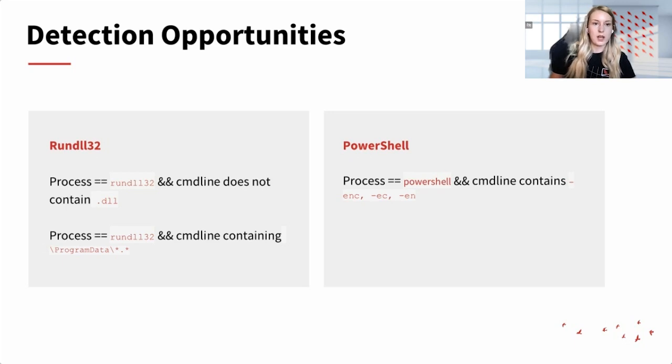And then we've got PowerShell. And so PowerShell will usually have that shortened encoded command parameter. So if you look for, instead of -EncodedCommand, that -ENC, -EC, and -EN will be good indicators, because it's another way to try to evade detection.